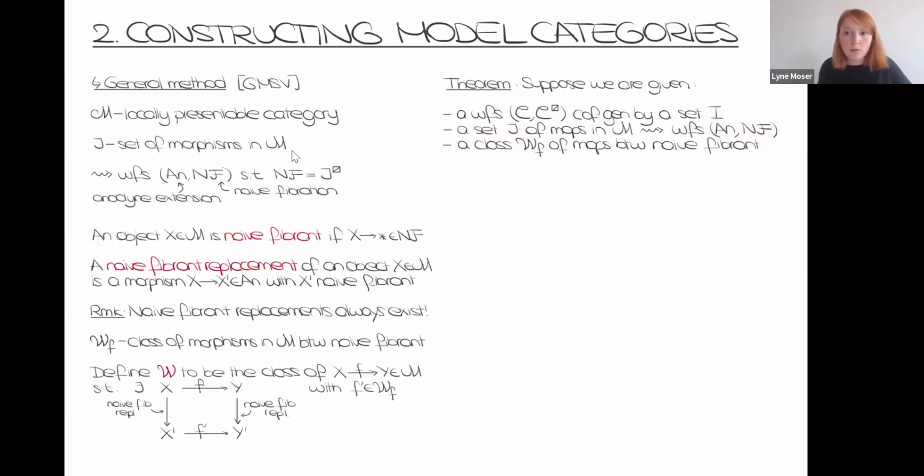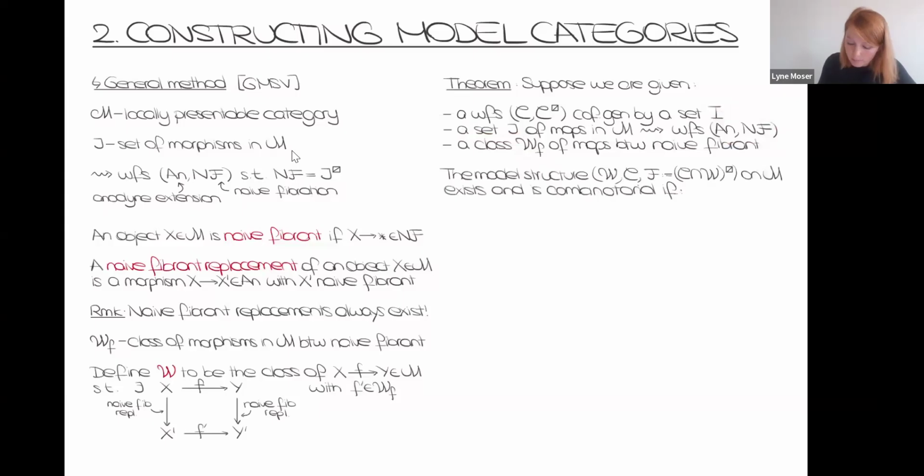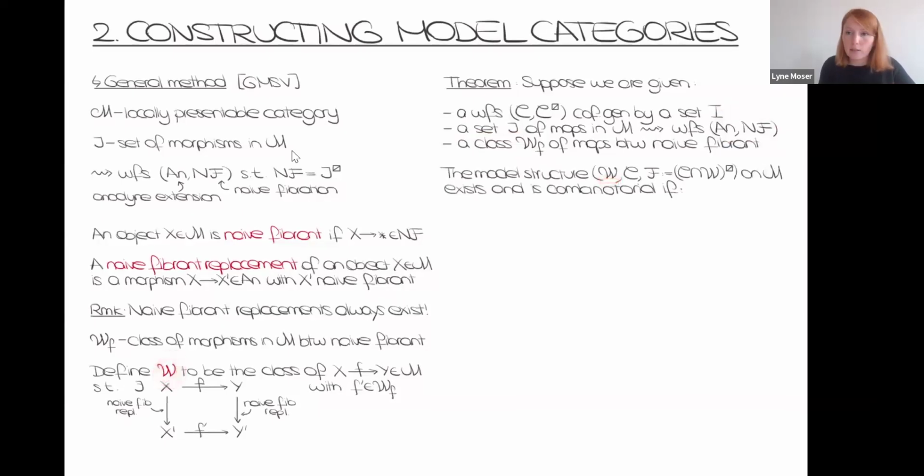And now I want to build a model structure which has the following data. So the weak equivalences are going to be defined exactly as I did here. And then the cofibrations are going to be the ones that I picked. And the fibrations are going to be determined by their lifting property against trivial cofibrations. And so I want to ask, when does this model structure exist?